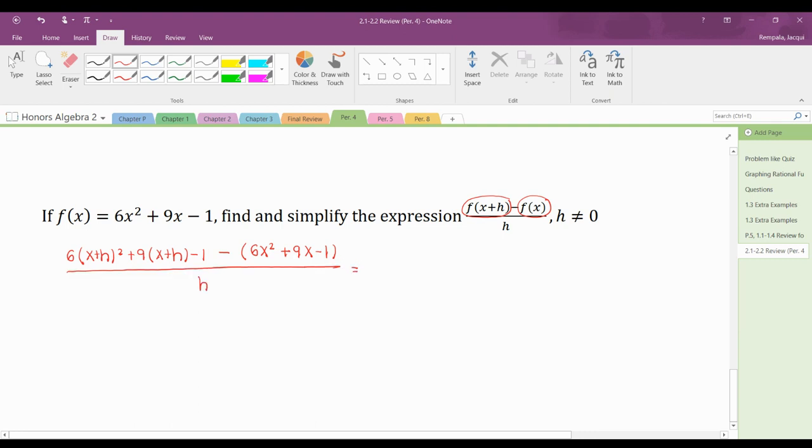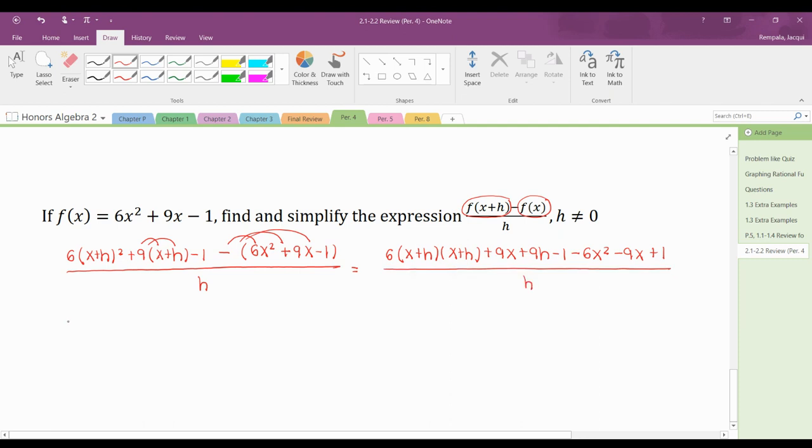Okay, once again, my goal is to first get rid of the parentheses. So in the first half, keep the 6. Don't forget that when you square something, you multiply it by itself. So I'm going to write that out twice. I'm going to distribute the 9. So we'll have plus 9x plus 9h. We still have minus 1. And then over here, I'm going to distribute that negative. So we'll have a negative 6x squared minus 9x plus 1. That whole thing is all over h.